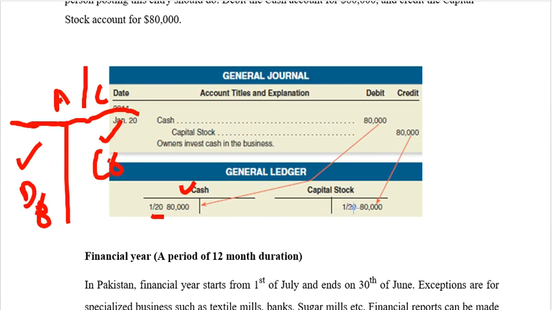Similarly, capital stock is a credit account, and we write it on the right side, the credit side of the T account, fine. This is simply how we make a ledger, called the T account or T ledger. It is the second step of the accounting cycle. First is the journal entries, and the second is the ledger.